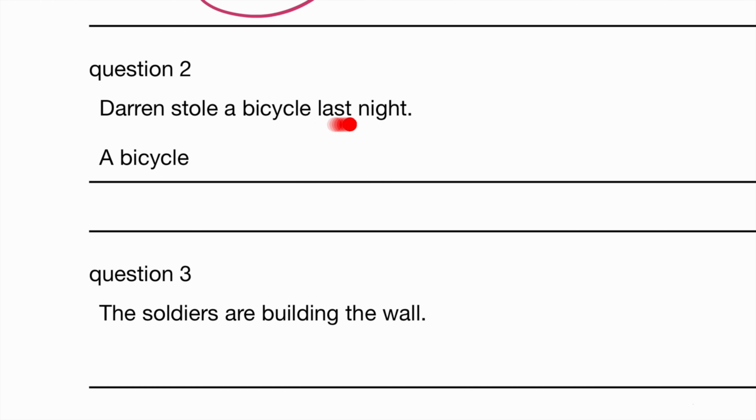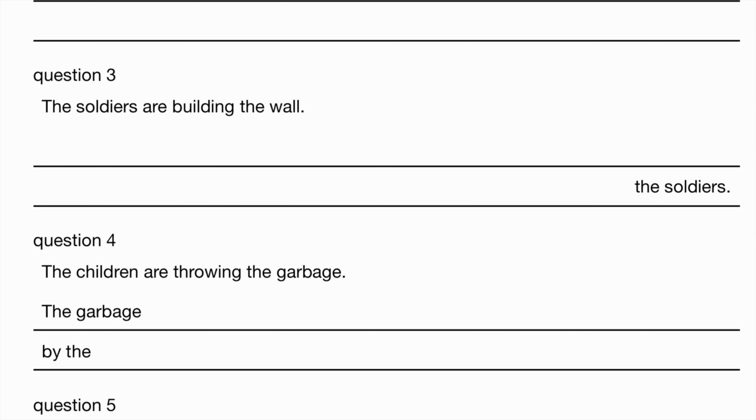Darren stole a bicycle last night. So we are using the past tense. A bicycle was stolen last night by Darren. Could there be another answer? Yes, a bicycle was stolen by Darren last night. That's fine too. Do you notice something for this question? As you do more questions, you should be more sensitive to this. We currently have an ING in our question. Therefore, our answer requires an ING.